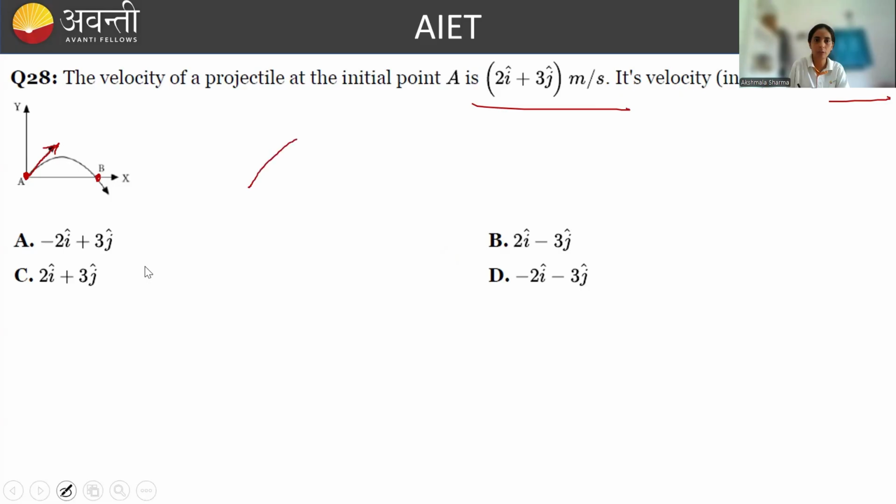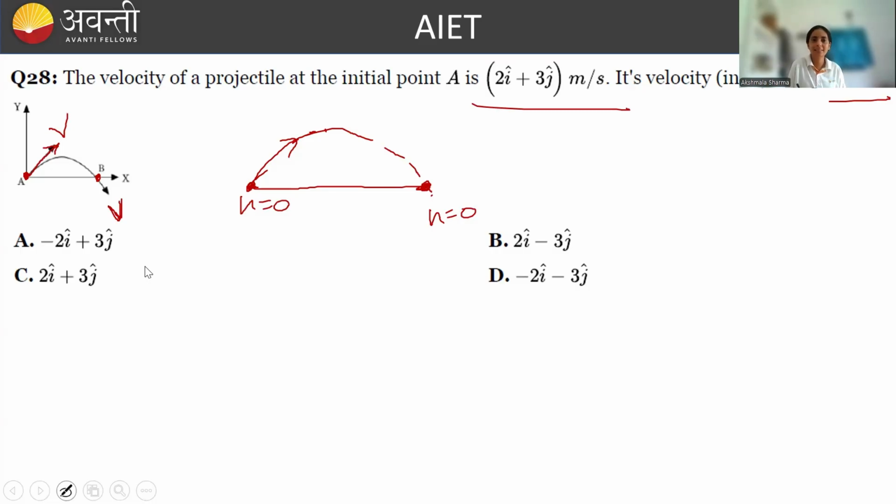When the ball goes up, its kinetic energy will decrease because potential energy is increasing, because height is increasing. But when it started from here and has reached here, here also height was 0, here also height was 0. So here also kinetic energy should be the same. So velocity value should be the same. So if its velocity is v, then magnitude of velocity should be here also v.